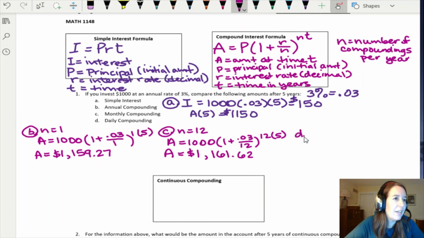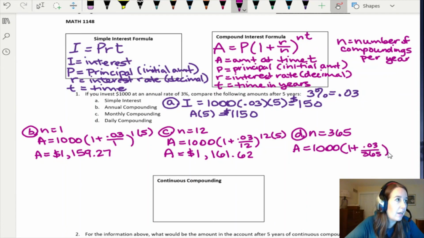All right, then finally letter D is daily compounding. So that's how many days are in a year. So we're going to use n is equal to 365 days in a year. So our formula becomes A equals 1,000 times 1 plus 0.03 divided by 365 raised to the 365 times 5.